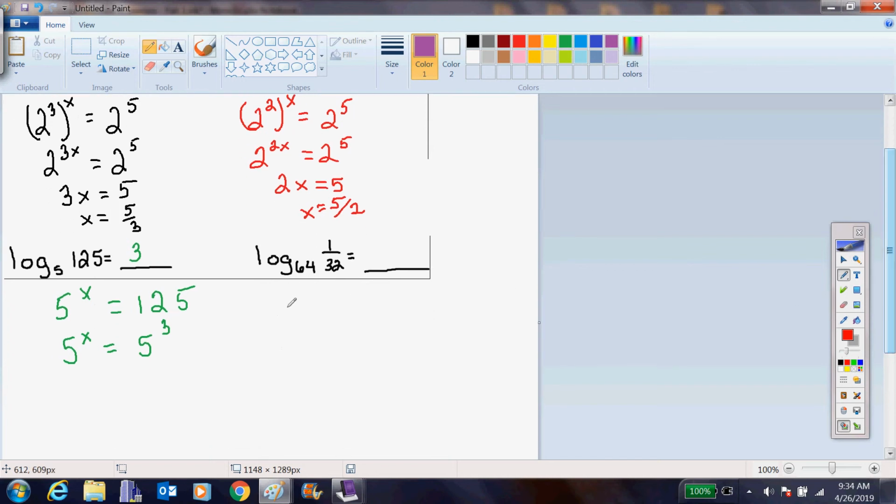Now this one's pretty interesting, this log base 64. Don't like it? Well, let's see what we got here. We have 64 to the x power equals 1/32. Let's think a little bit. What's 1 over a number mean? It's 32 to what power? The negative first power. Let's do that. And this is 64 to the x power.